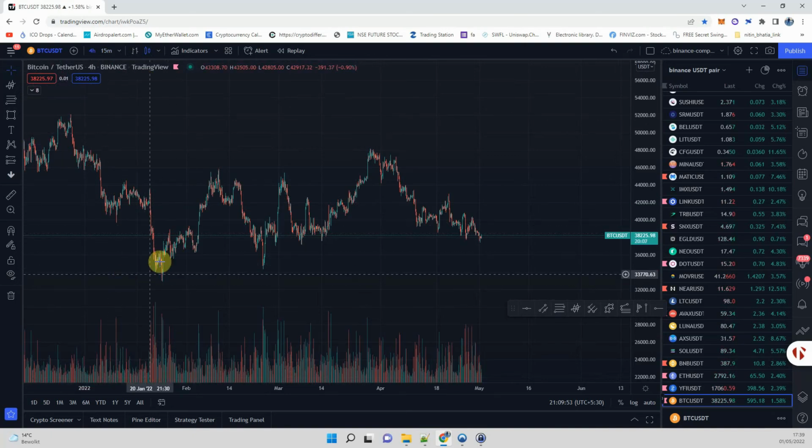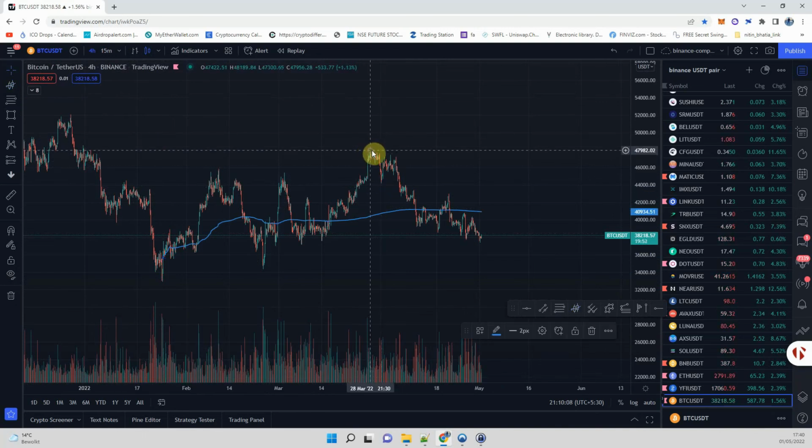Let's see, currently I am on the 4-hour chart and I find the recent swing low is this point and the recent swing high is this point. So I will select the Anchor VWAP for the uptrend. I will select the Anchor VWAP for the downtrend.